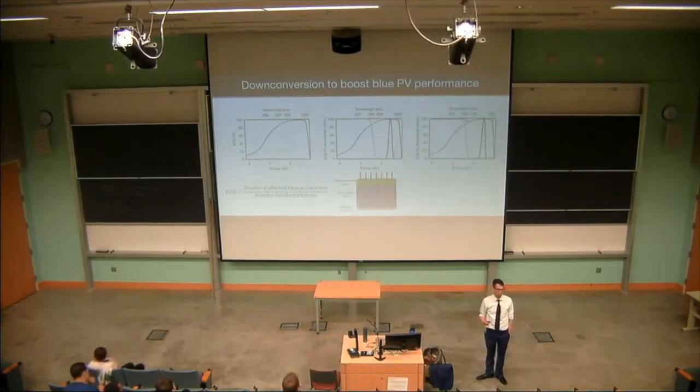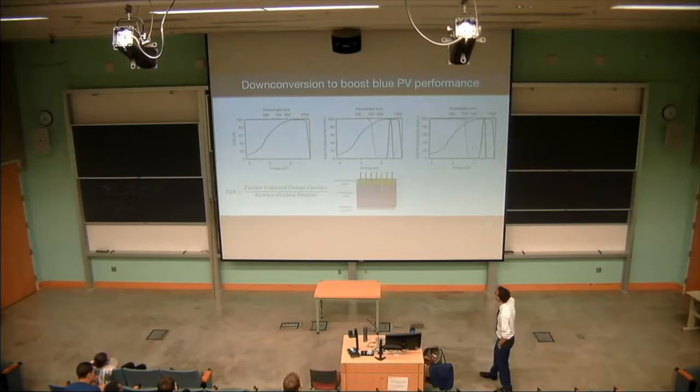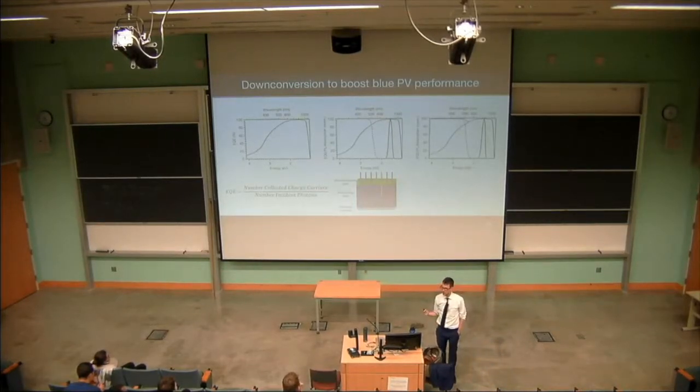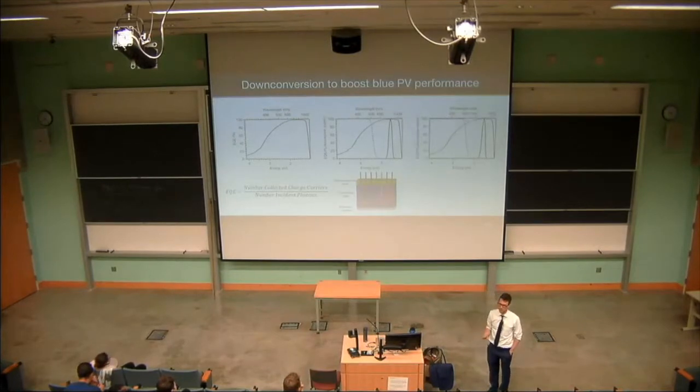The ideal device performance would then look something like this, where rather than your EQE dropping off, all of these blue photons would be converted and then more efficiently used by the solar cell. The problem is that this really just gets us closer to that limit of the power conversion efficiency of a solar cell. It's still just a single junction, and you don't overcome thermalization in this device.